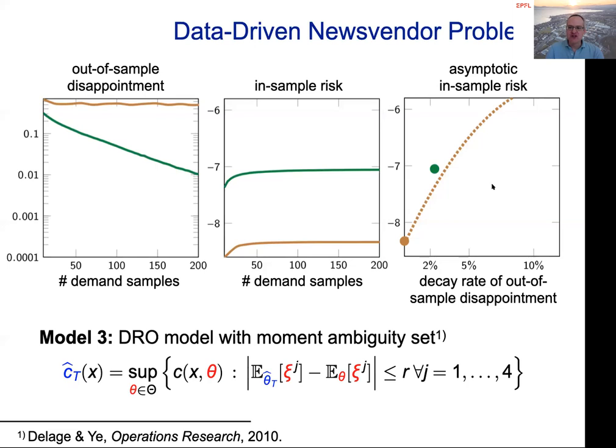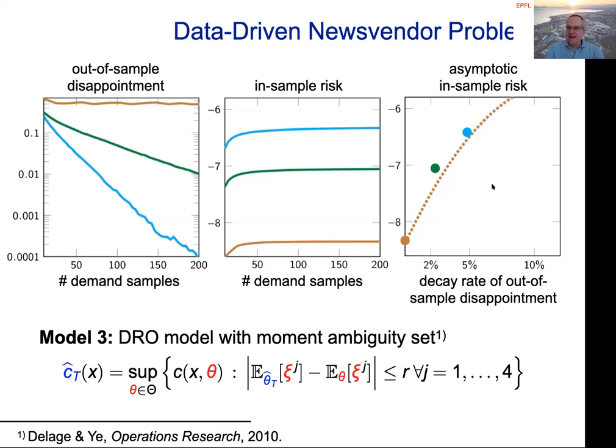Okay. So next, let's consider a distributionally robust model where the predictor evaluates the worst case expected cost over all distributions theta in a moment ambiguity set. Here the first four moments of theta are supposed to coincide with the first four moments of the empirical distribution theta hat T up to a tolerance r. So the bigger r, the larger the ambiguity set, so the more conservative we are. Now for a particular small choice of r, we see here that the out-of-sample disappointment decays approximately at the rate of 2%, that's on the left-hand side, and that its in-sample risk saturates at about -7. If I make r a bit bigger in the same model, then the out-of-sample disappointment decays faster at the rate of about 5%, and the in-sample risk increases to -7.5.